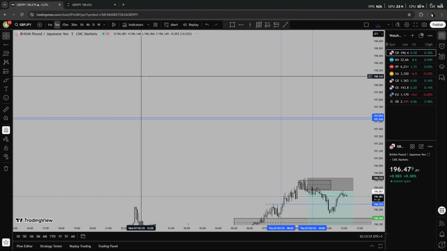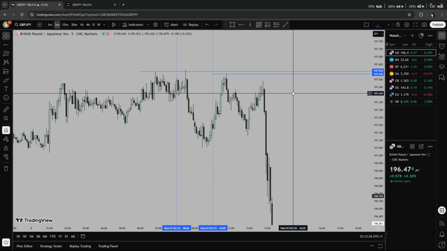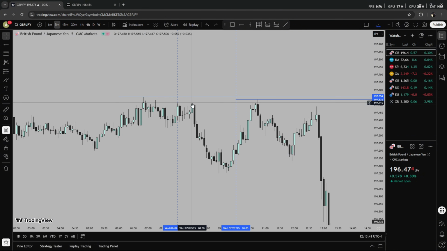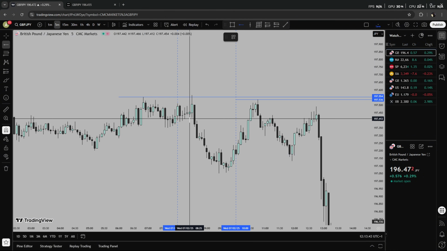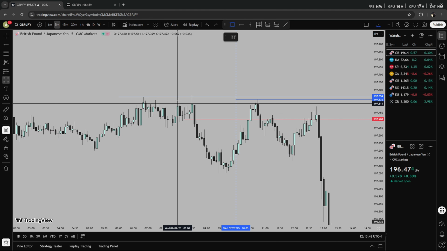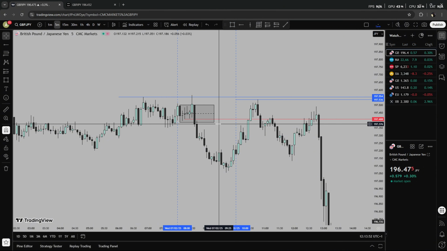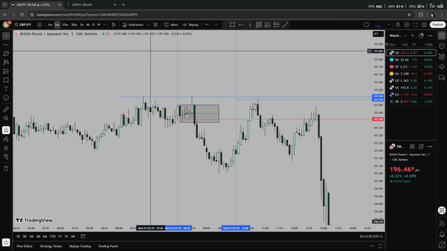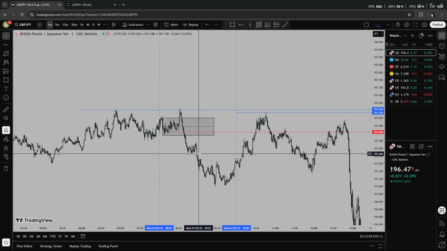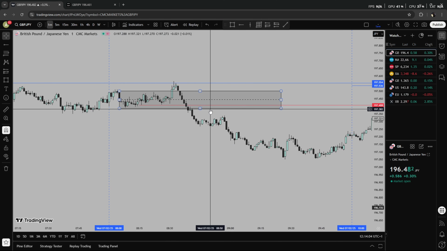Now this trade, I could have actually won it if I was a bit smarter. So we swept out Asian session highs, we got a break of structure right here. Once we broke structure, we came up and touched the breaker block. Once we touched the breaker block, I moved on to the 1 minute, and we touched it with this candle right here.